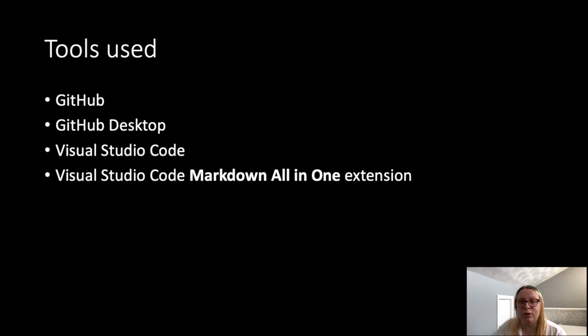The second group of things we're going to use is Visual Studio Code to edit our files. And we're going to use the Markdown All in One extension for Visual Studio Code because it will allow us to write Markdown and see it rendered as we write it down. It's much easier to write Markdown when you can actually see what's happening as you write it.